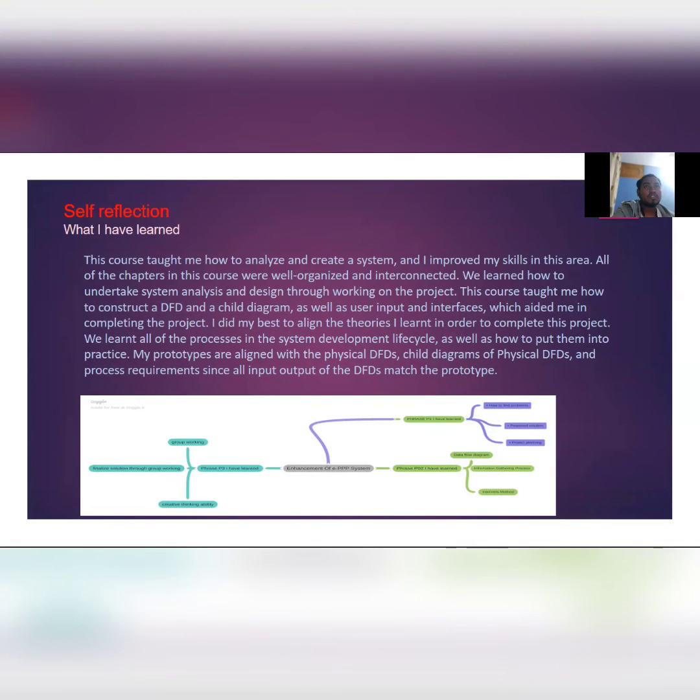This course taught me how to construct a DFD and a child diagram, as well as user input and interface, which aided me in completing the project. I did my best to align the theories I learned in order to complete this project. We learned all of the processes in the system development life cycle, as well as how to put them into practice. My prototypes are aligned with the physical DFD, child diagram of physical DFDs, and process requirement since all input and output of DFD match the prototype. And here is my mind map that shows what I have learned from this course.